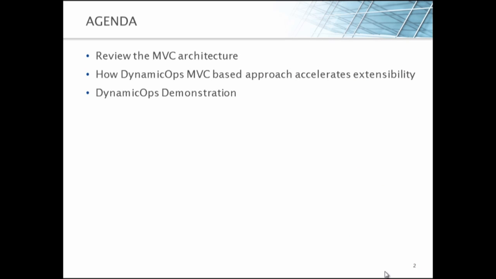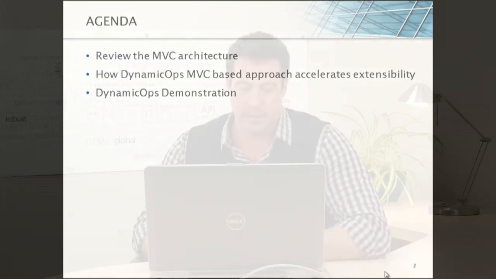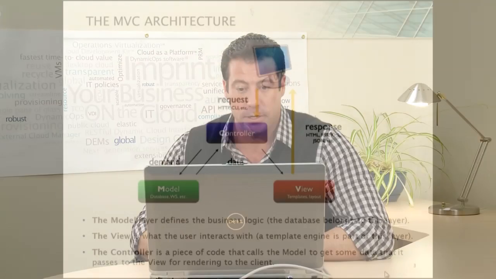meet your needs. So for today's agenda, we're first going to review what the MVC architecture means. And then we're going to show you how the DynamicOps MVC-based approach accelerates extensibility for the self-service portal. And then we'll take you through a demonstration of this extensibility. So first of all, a quick refresher or primer on the MVC architecture if you're not familiar.